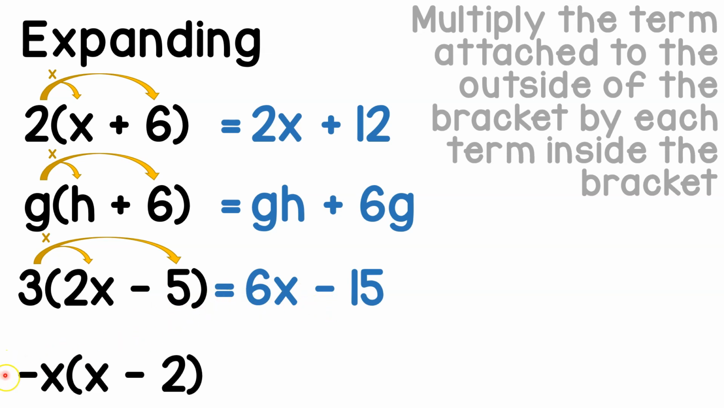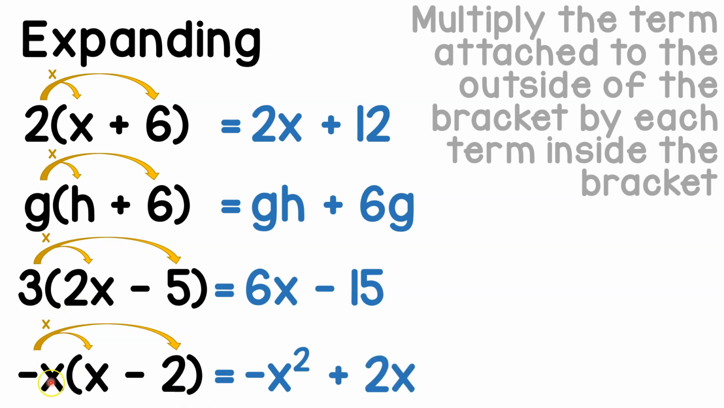Finally, this is a bit more of a tricky one. We've got negative x. So the sign in front of the term or the number or the letter is directly attached to it. So we got negative x times by x. So a negative term times a positive term is going to be a negative term. So it's going to be negative x squared. And then we got negative x times negative 2. So negative times a negative, we're going to have a positive. And it's going to be positive 2x.